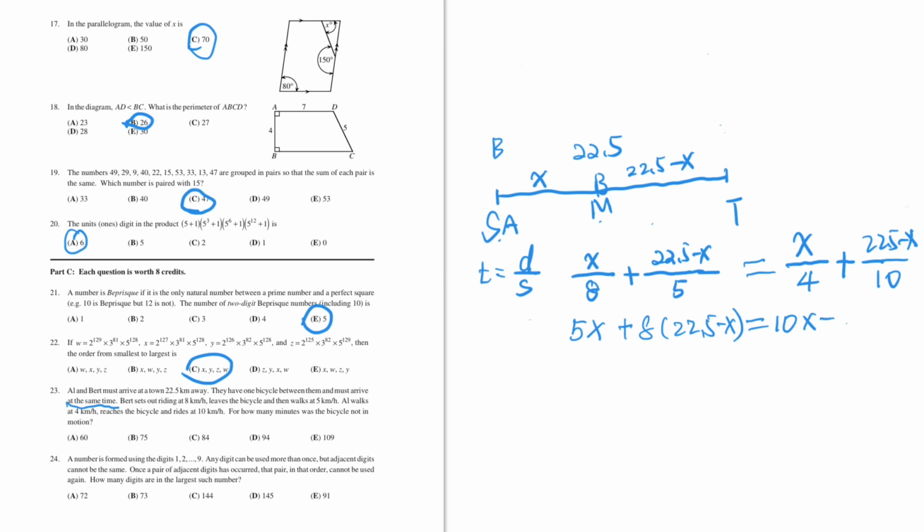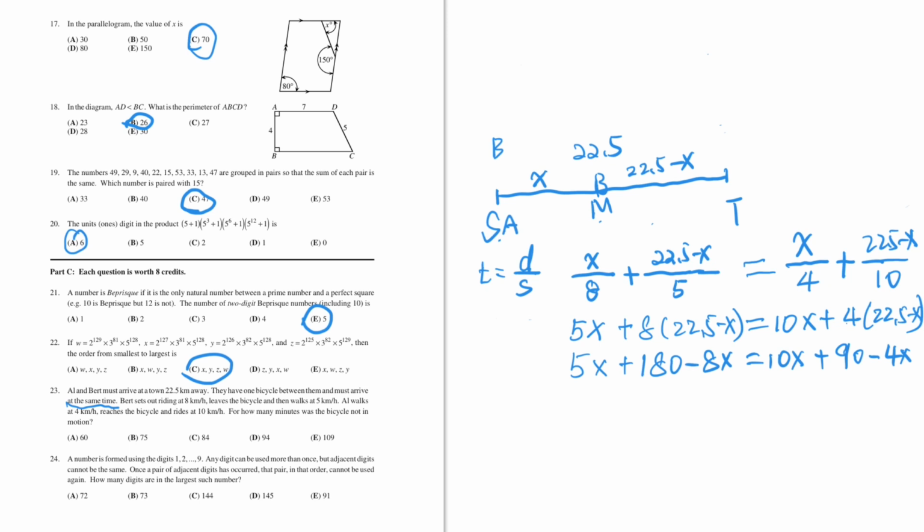plus the 4 times (22.5 minus x), and then the 5x plus 180 minus 8x equals 10x plus 4 times 22.5, that's the 90 minus 4x.